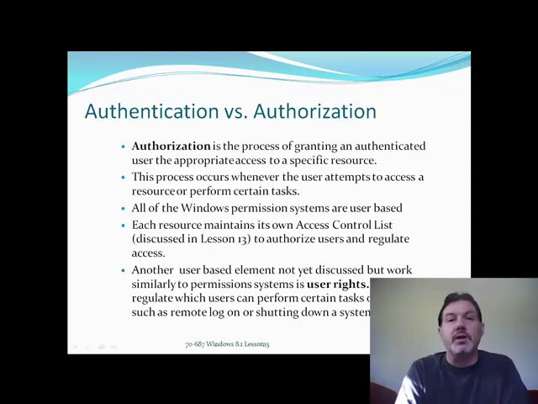Authorization, on the other hand, is the process of granting an authenticated user the appropriate access to a specific resource. Now, this process is going to occur whenever a user attempts to access any resource on the system or on the network, or if they want to perform certain tasks on the device. All of Windows permission systems, by the way, are user-based, and each resource will maintain its own access control lists, as we discussed in Lesson 13. Remember, the resource is going to use its own access control list to authorize users and regulate access to itself.